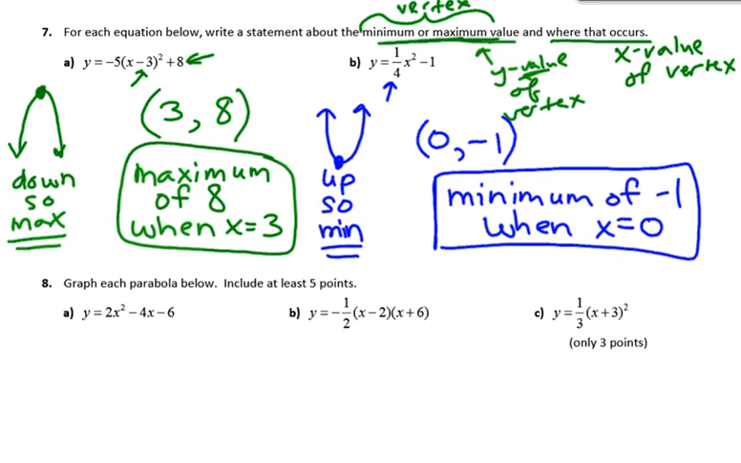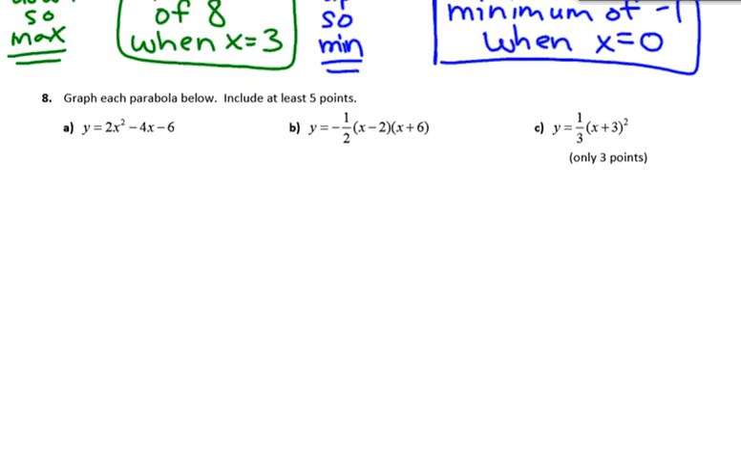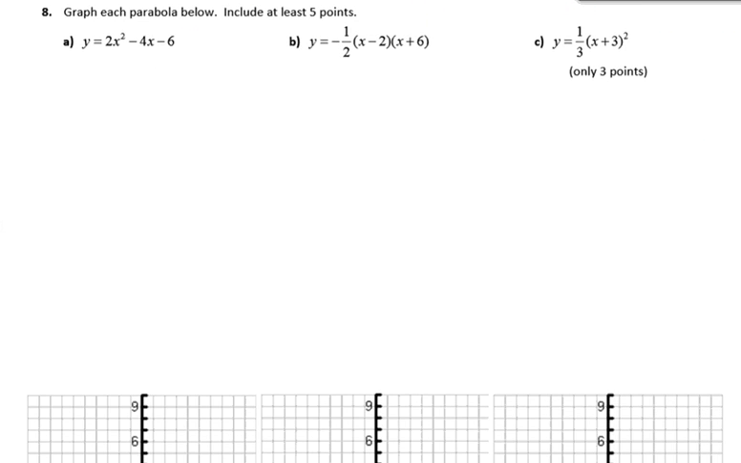Okay, for the last part of the review, we're going to be graphing the parabolas. And we're going to be including 5 points, except for the last one, part C, we're going to do 3 points. I've given you one of each type of form. We have standard for part A. Then we have factored in part B. And then we have vertex in part C.